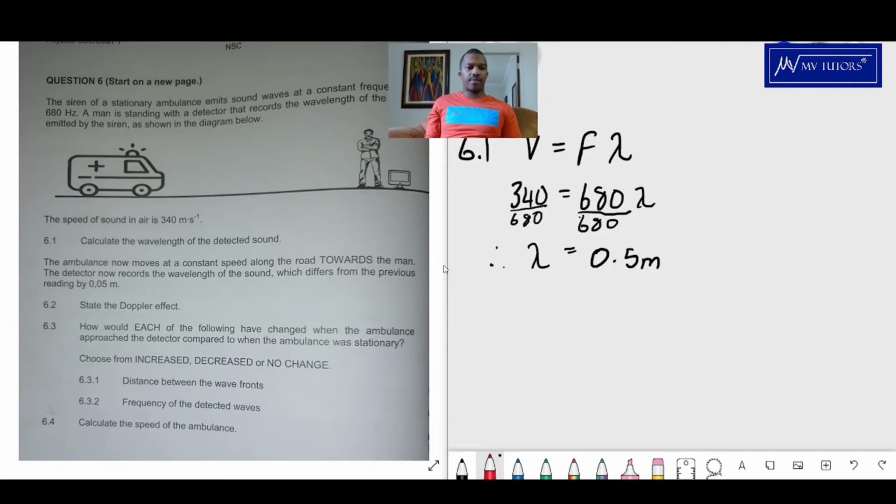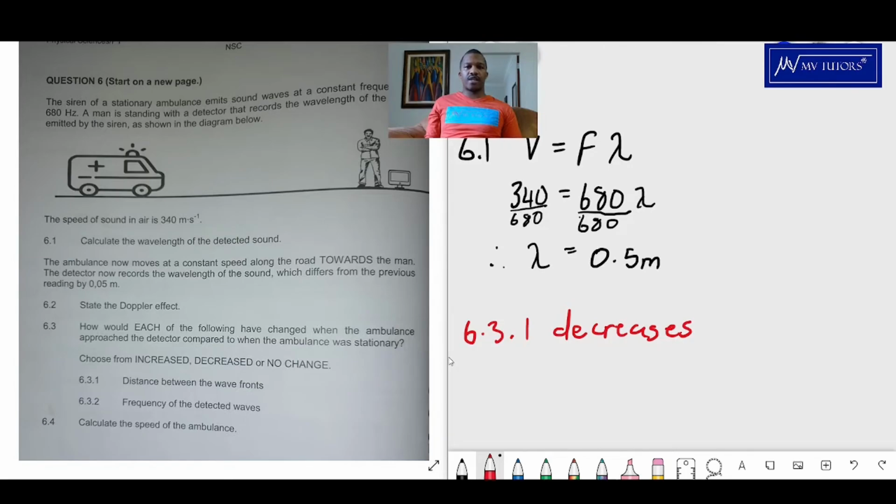Okay, so what happens to the distance of the wave as they get closer? As they get closer, the wave also gets smaller. So 6.3.1, it actually decreases. The wavelength decreases as it gets closer and closer. And then what happens to the frequency of the wavelength?